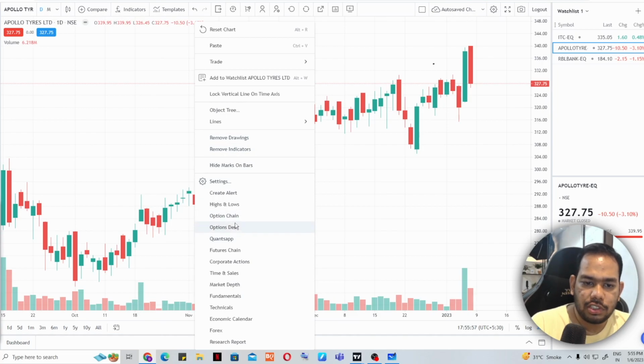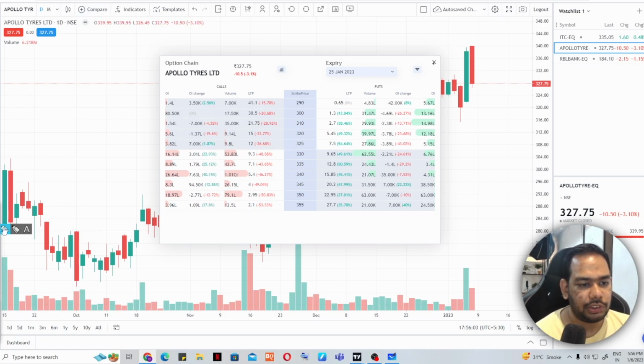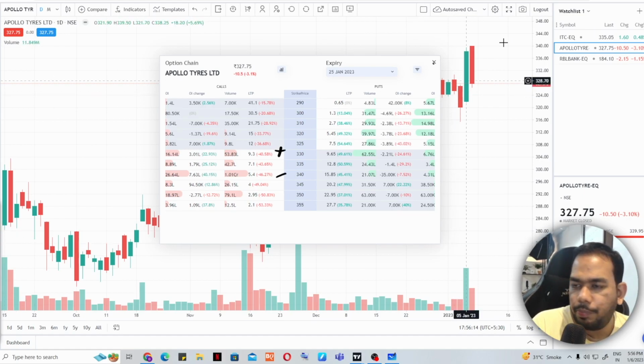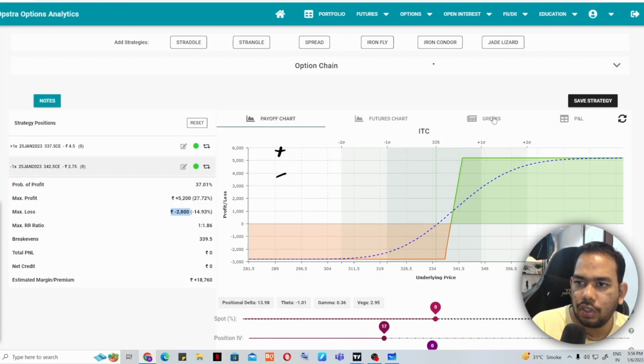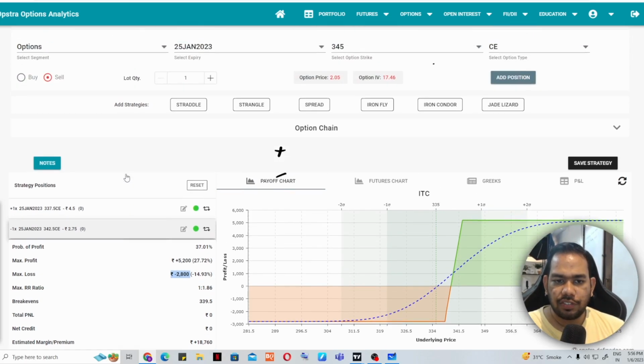So to make a bull call spread, we will go to the option chain, and in this particular case, look at the 330 call option. One can buy this call option and sell the 340 call option. So we will look at the payoff of this particular trade. If we go wrong, we will lose near about 4 rupees. If we go right in that trade, we may make near about 6 or 7 rupees.